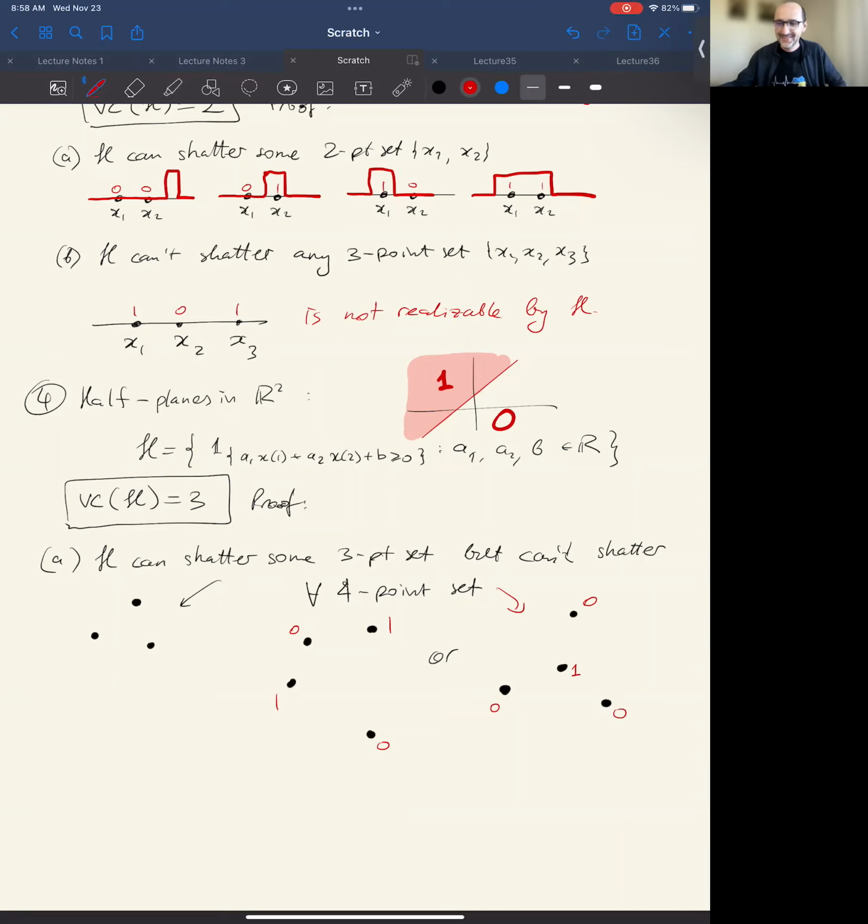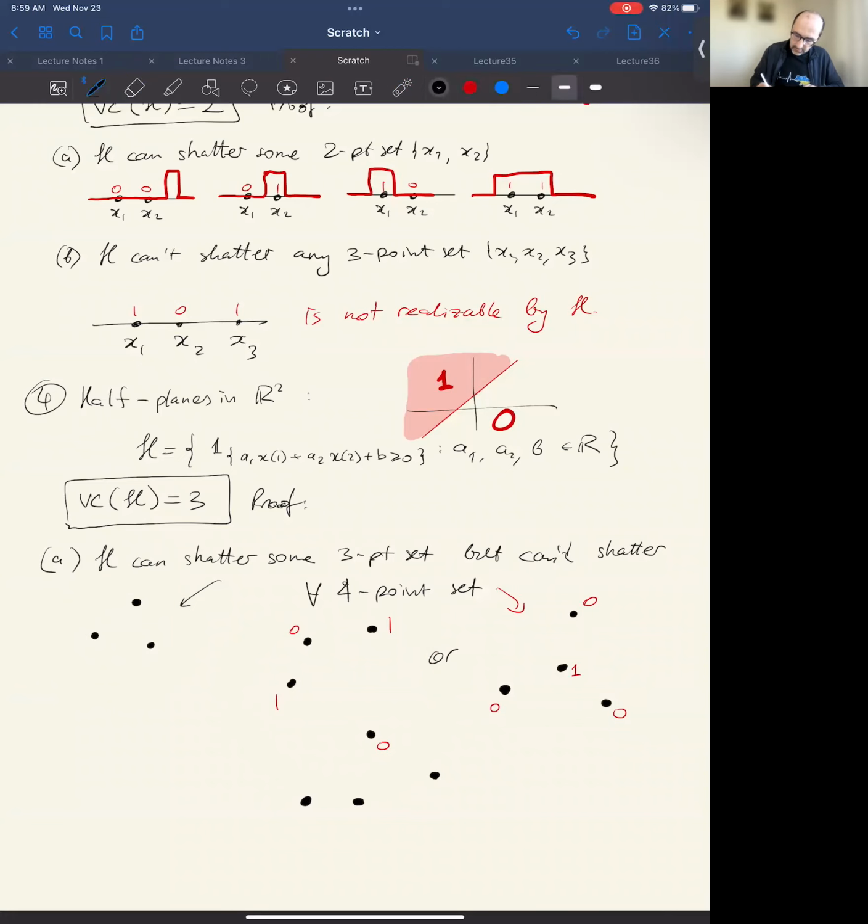Good. Any questions? I have one question. Why, when we see 3 points, don't we look at 3 points on a line? Ah, that's true. Actually, 4 points here. So to prove that H has VC dimension 3, we have to find some 3-point set that is shattered. We have to find just one example, and that's it. But we have to show that no 4-point configuration can be shattered. And here there are other configurations that we have to check.